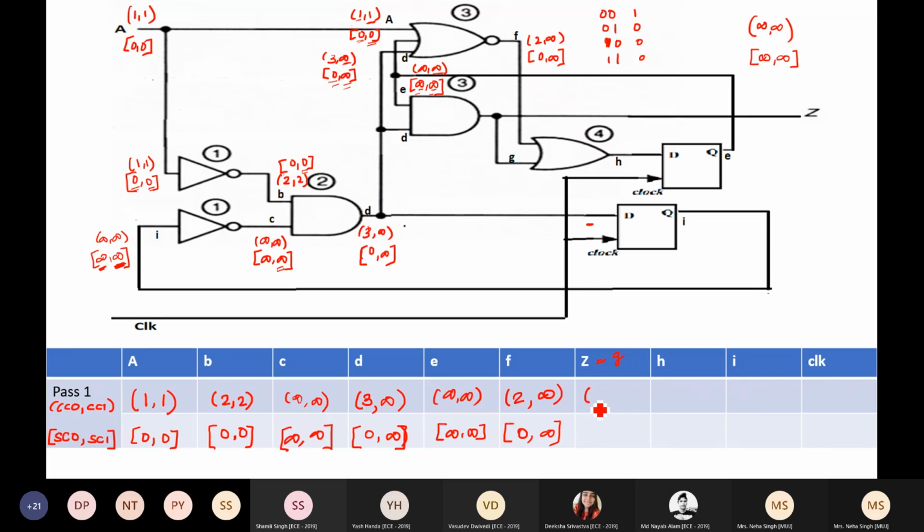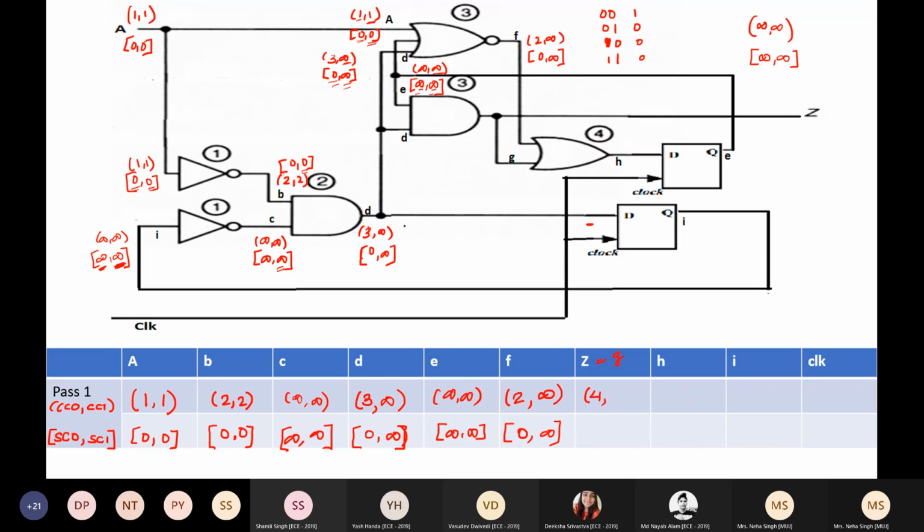G का कॉम्बिनेशनल कंट्रोलेबिलिटी CC0 कितना होगा? AND गेट का आउटपुट 0 होगा जब कोई भी एक इनपुट 0 हो जाए. So minimum of CC0s at input. इसका CC0 is infinity. D का CC0 is 3. So the answer should be 3 plus 1, which is 4. So G के लिए CC0 is 4.